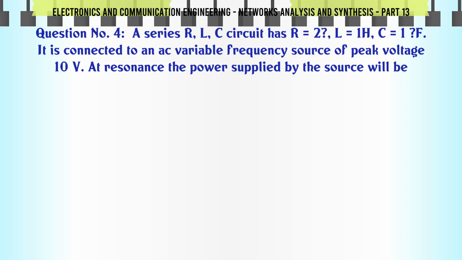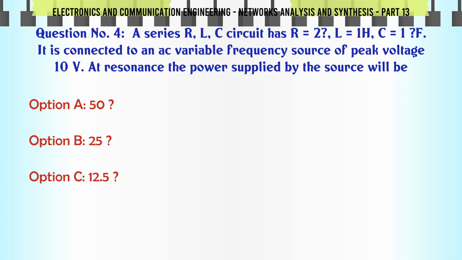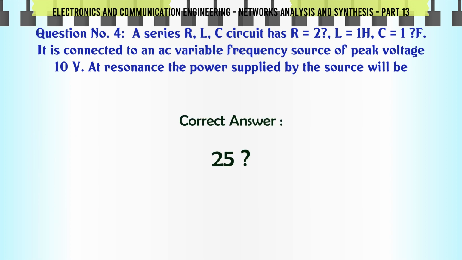A series RLC circuit has R = 2 Ω, L = 1 H, C = 1 F. It is connected to an AC variable frequency source of peak voltage 10 V. At resonance the power supplied by the source will be A 50, B 25, C 12.5, D 6.25. The correct answer is 25.